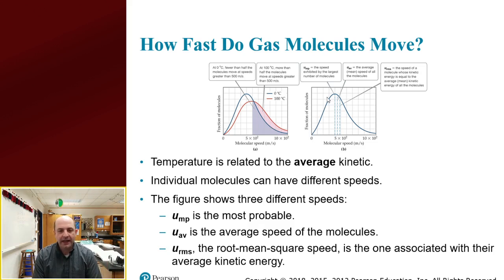Now, for any set of conditions, we have a graph that looks like this, and we have 3 key speeds. We have the ump, which is the top of the curve. That is the most probable one, because if you see here on the y-axis, it's what fraction of molecules, what proportion. If you're in stat class, this should look very familiar to you. So the top is the most probable. The u average is the average speed, and since we've got this longer tail, it pulls it up some. So it goes a little bit to the right.